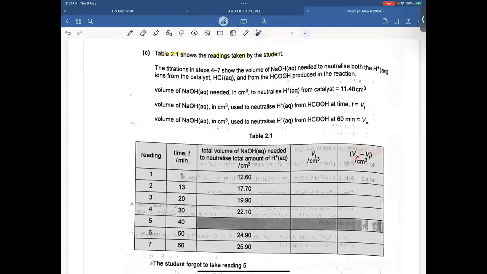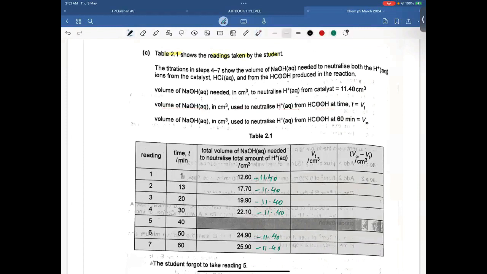What sign is that? V infinity is the volume of NaOH in cm³ used to neutralize H plus ion from methanoic acid at 60 minutes. First of all we have 11.40. So I need to subtract all these values from this to get the VT. So 12 point something minus 11.40, 17.70 minus 11.40, and so on. I need to subtract all the values from 11.40, so I'll get the VT, the volume of NaOH used to neutralize H plus ions from methanoic acid at time t.